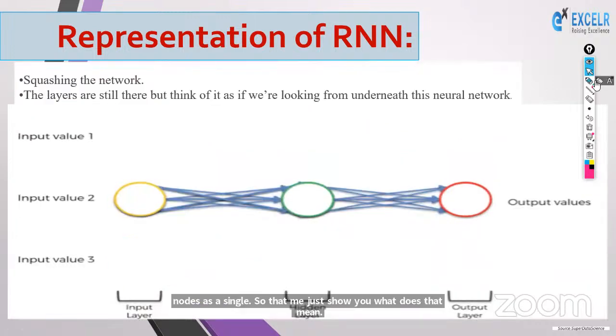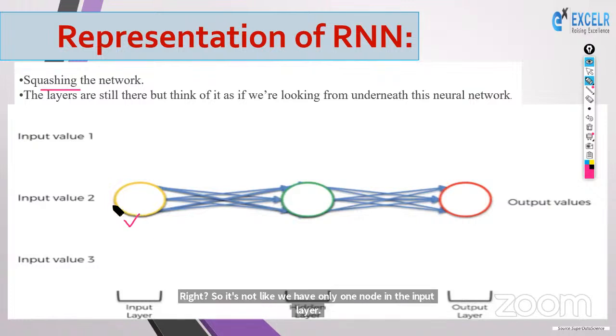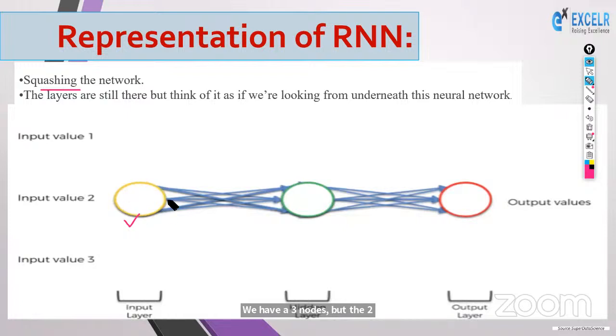So it's like this. Just squeeze this network, right? It's not that we have only one node in the input layer. We have 3 nodes, but 2 nodes are at the back side of this one. That's why we can see only one node in the front. And just squeeze all the connections, all of the nodes of the hidden layer. It's not that we have only one hidden layer node. We have other nodes at the back side of this particular node, but since we are seeing from the front, we can see only one node. Same for the output layer.